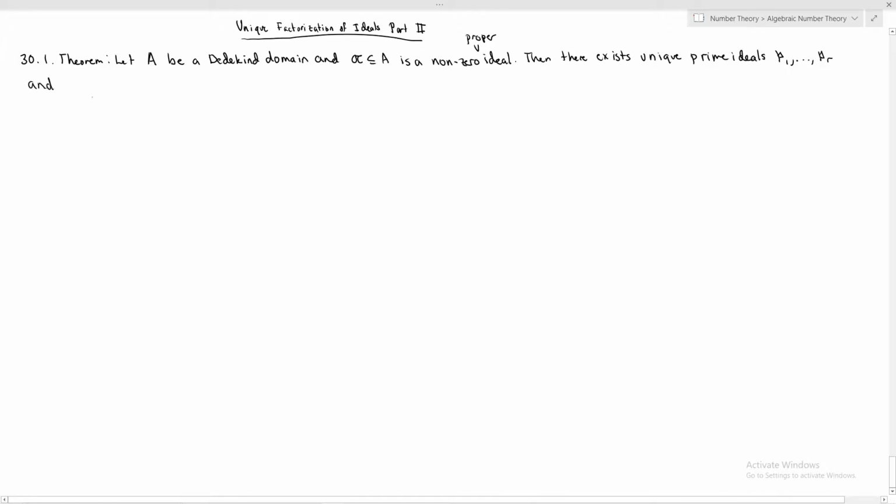and integers E1 through ER, each of these strictly greater than 0, such that this ideal is the product of these primes to the given powers, P1 to the E1 through PR to the ER.